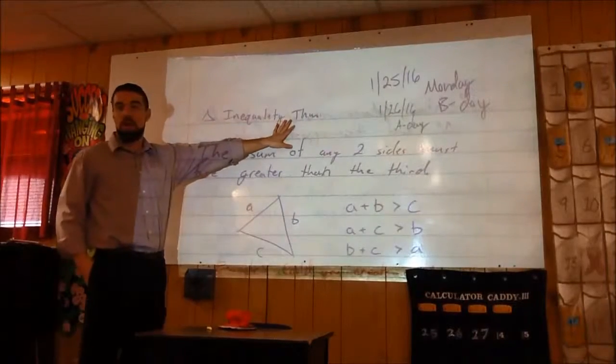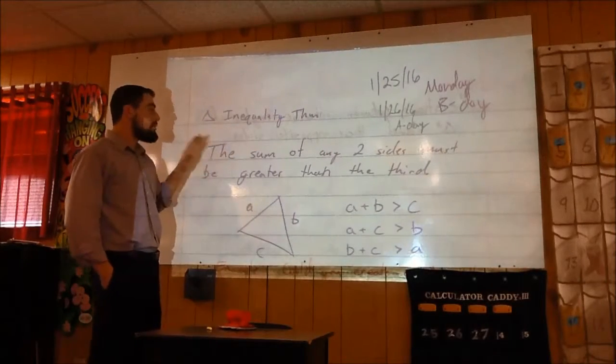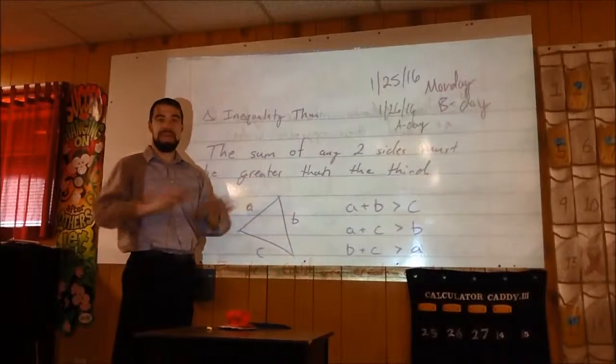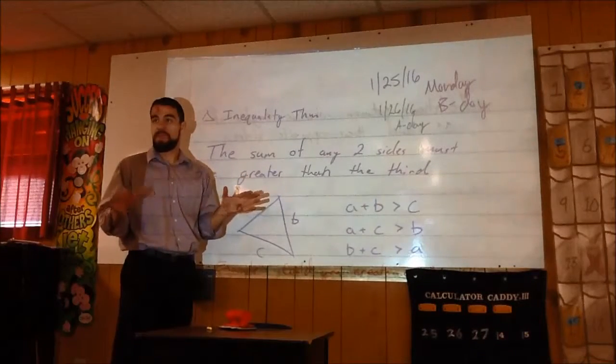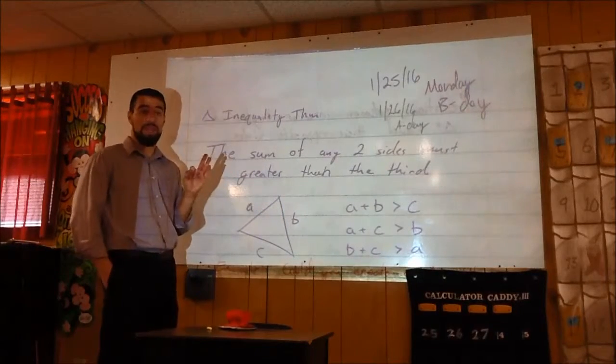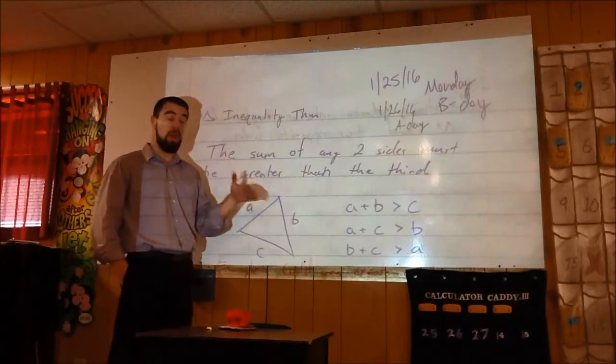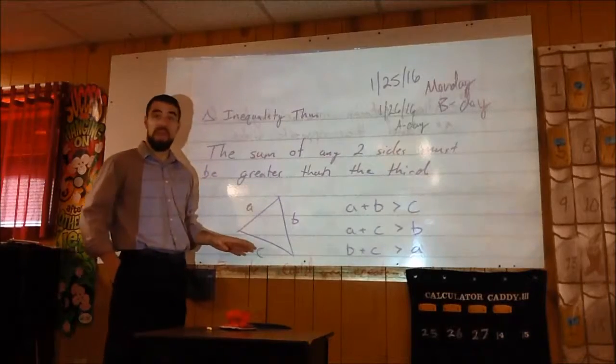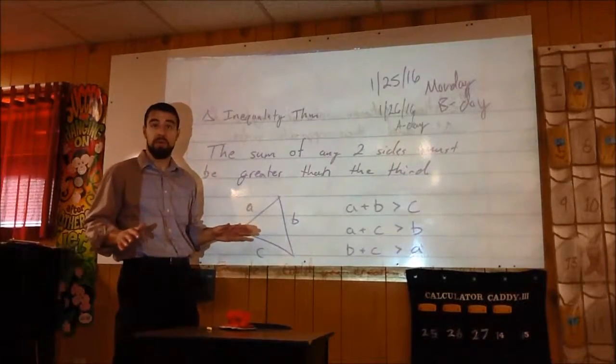The triangle inequality theorem, part of it, says that the sum of any two sides has to be greater than the third. So there are three inequalities you've got to check, and you have to make sure that all three of them are true. If one of them fails, then a triangle cannot be formed.